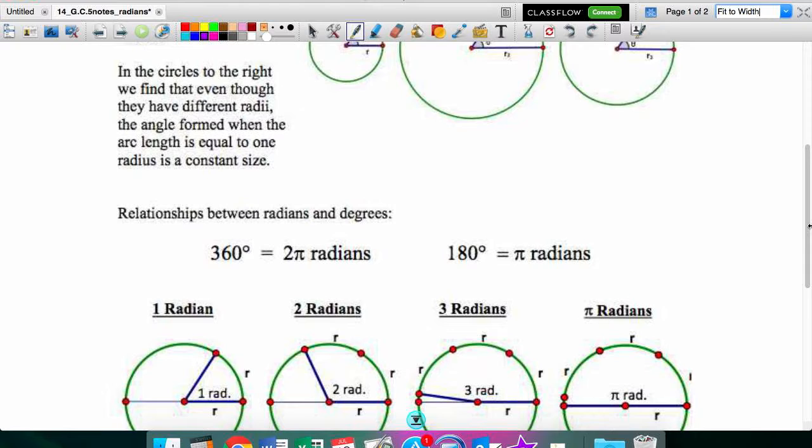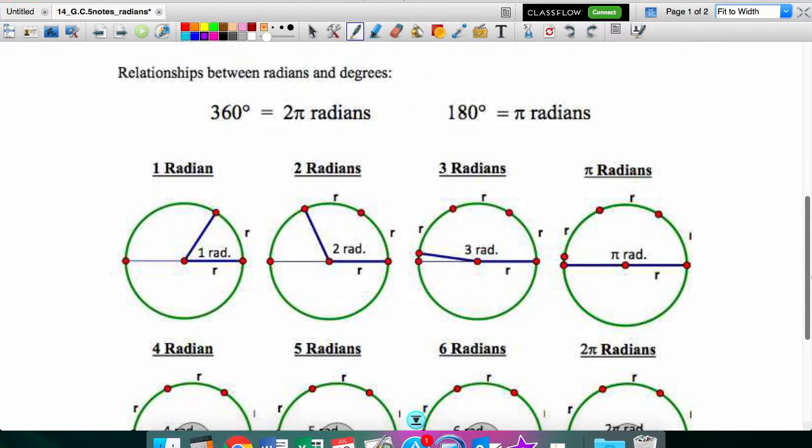All right, so let's talk about the angle measurements of a full circle. A full circle is 360 degrees. In radians, it's equivalent to 2 pi. Half of a circle is 180 in degrees, but it will be equivalent to 1 full pi in radians.